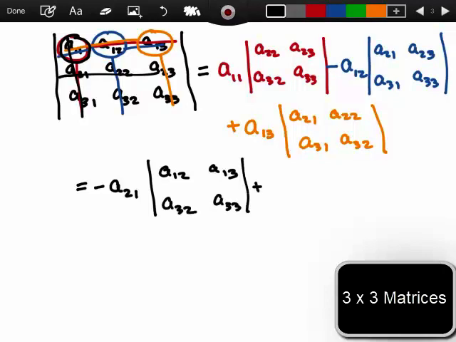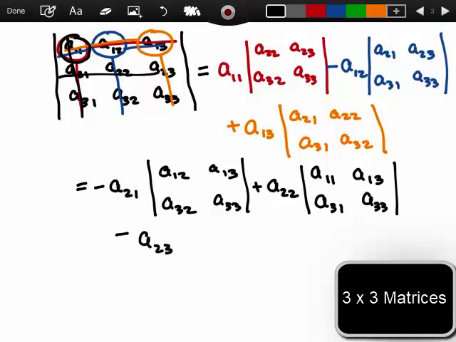And then you would add to it the next element, which would be A22, but again, do a plus because we're alternating signs, and you do everything else. So it's going to be A11, A13, A31, A33. And then the last one would be a subtraction. So it would be A23, the last element in that row, multiplied by the determinant of everything else. Again, cross out that row, cross out that column.